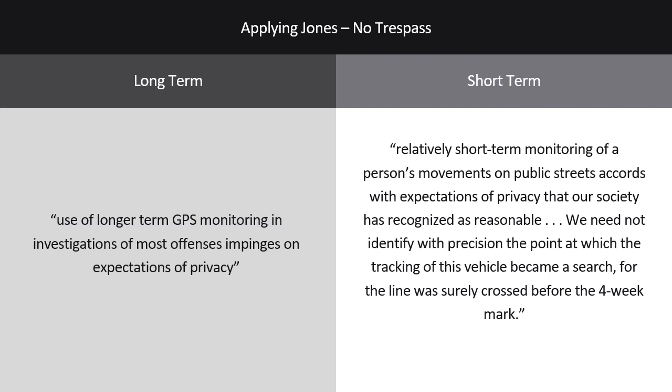Now, the court didn't tell us when something moves from short-term to long-term. They just told us that surely it crossed the line before the 4-week mark. When did it cross the line before the 4-week mark? Well, we don't know. Although I will suggest to you that it's potentially at the 7-day mark. And we'll see that come up again in a little bit when we talk about Carpenter. So just keep that in mind until we get to Carpenter. But for now, with Jones, all we know is that long-term monitoring using the GPS device violated that reasonable expectation of privacy, and therefore a warrant was required. Let's then move on now to Riley.